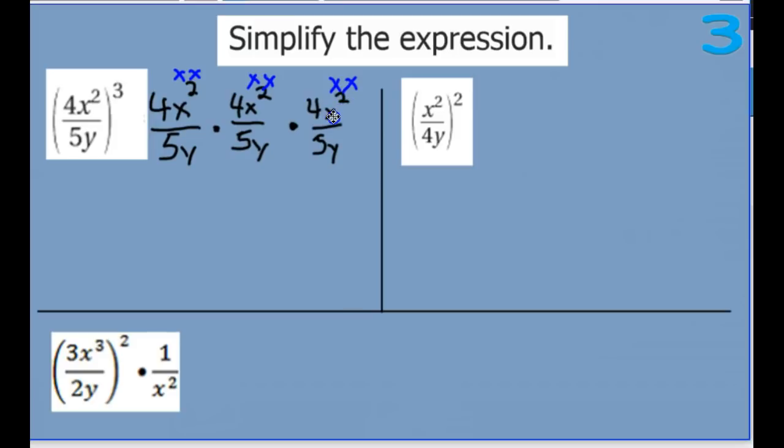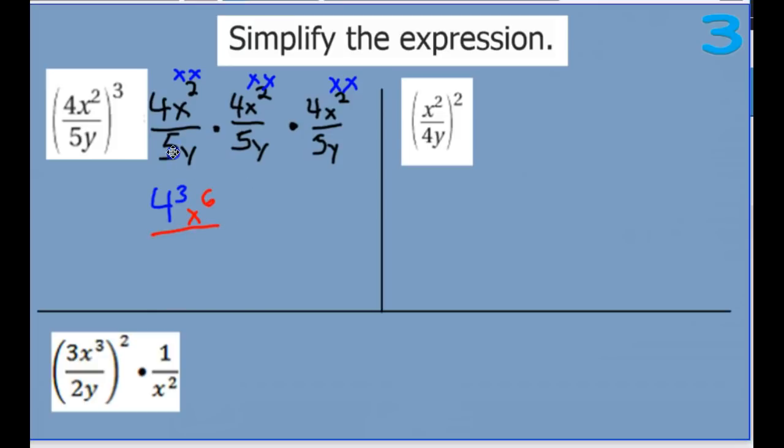So now all we got to do is count this up. We start with our 4. How many 4's do we have? 3. So I'm going to write 4 to the third. Then if we go over to our x's, we're going to count up how many x's we have. 1, 2, 3, 4, 5, 6. So x to the 6th.